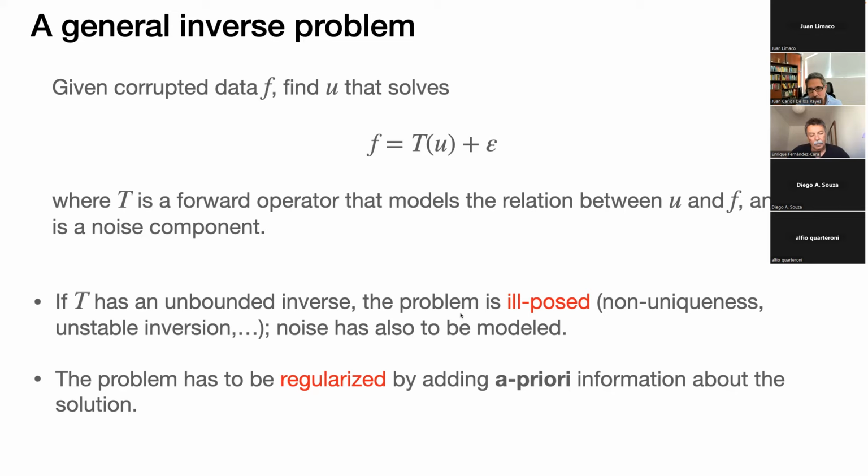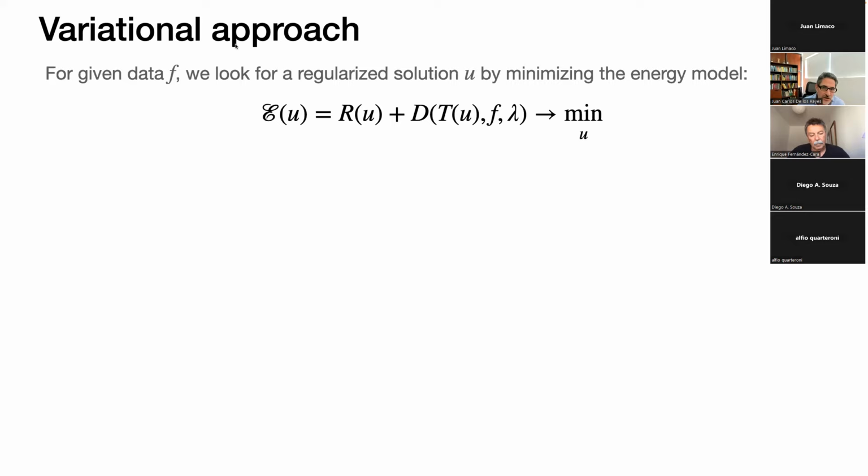So typically, what is done in inverse problems with different techniques is you incorporate into the inverse problem some a priori information you may have about the solution, to try to recover a unique solution that is helping you to move on. This is basically called the regularization technique in inverse problems, and we are going to see what happens with a specific kind of technique, which is called the variational approach.